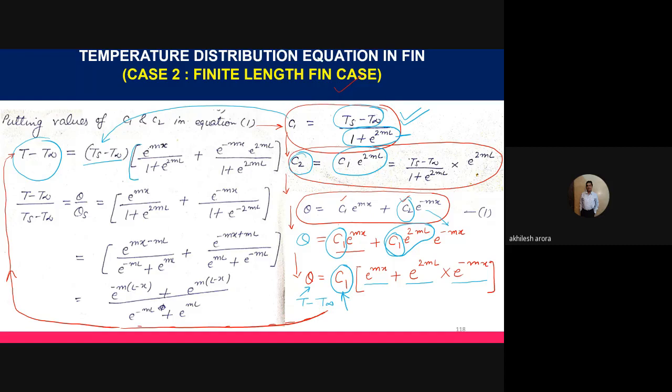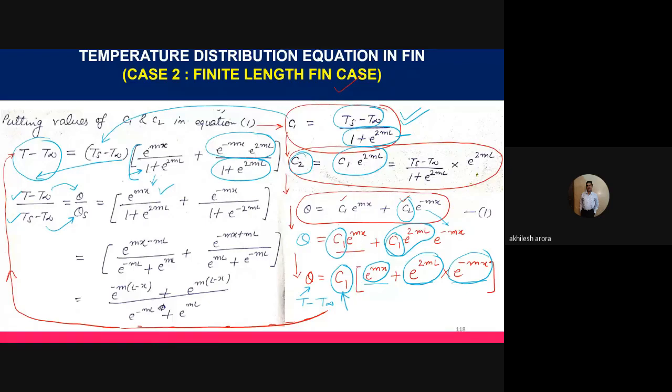So if you see here, this is the first term within the brackets, and the denominator of c1 is taken inside here, plus the second term is e raised to power 2ml and e raised to power minus mx. So this is the numerator and this is the denominator, which is a part of c1 only. Then I have taken this on the left hand side. I get T minus T infinity and Ts minus T infinity. This value is theta and this value is theta s.